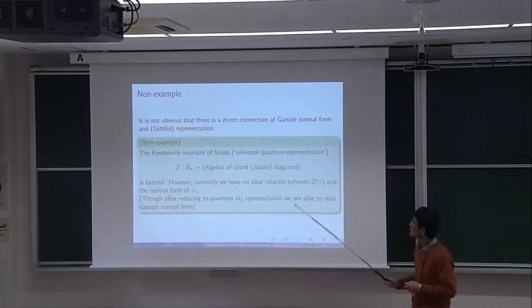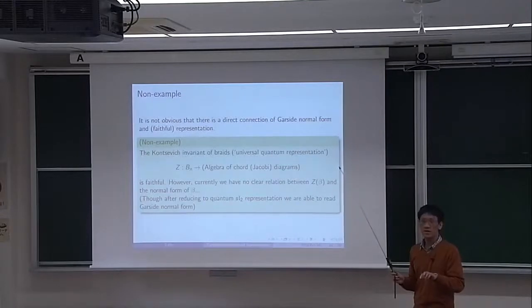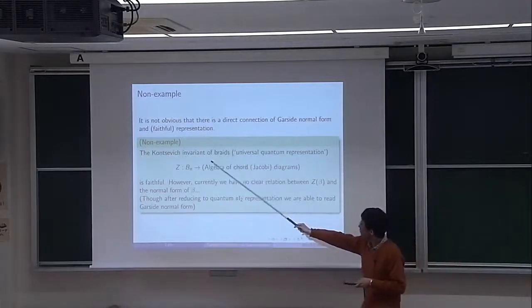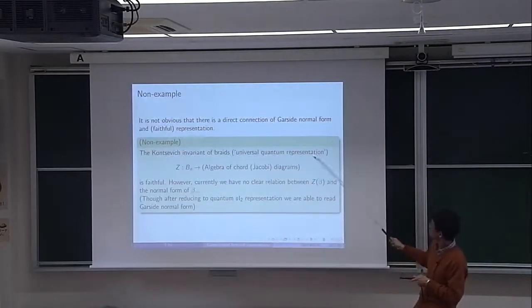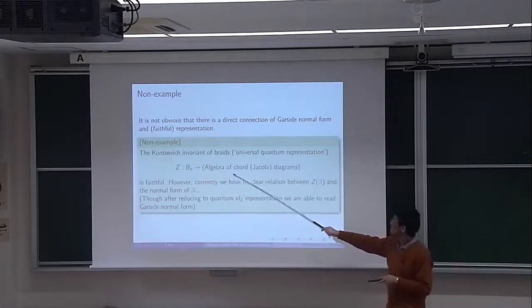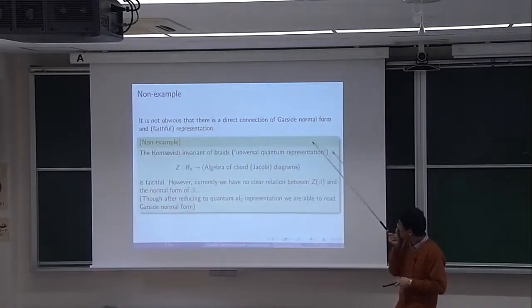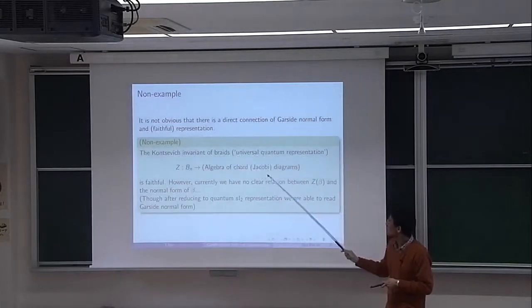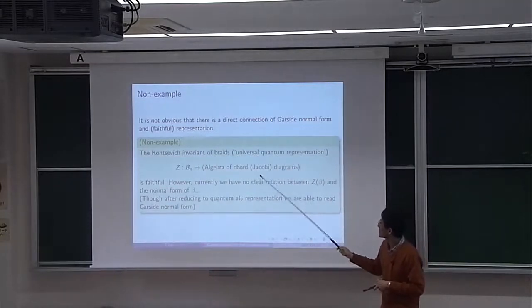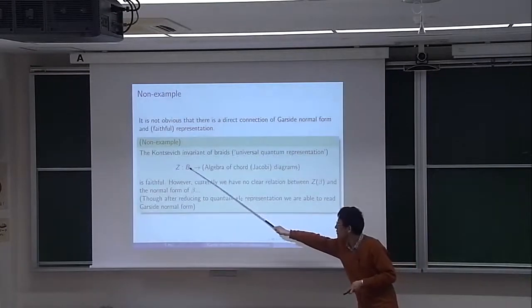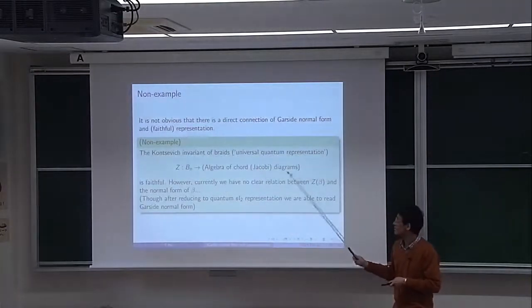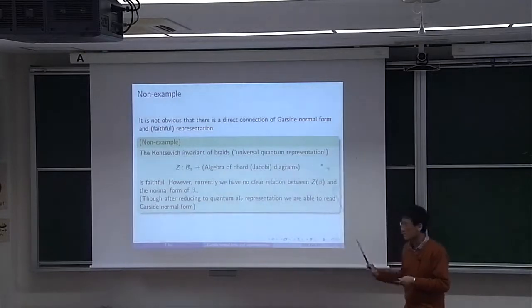In general, it is not obvious that even if a representation is faithful, we can directly tell the Garside normal form. Here's one example. There is the Kontsevich invariant of braids, which is a universal representation of braid groups in this form. It is known to be faithful, but at this moment, we don't know how to recover the Garside length from its image. So in general, even if we have a faithful representation, it is not easy to read the Garside normal form from its image.